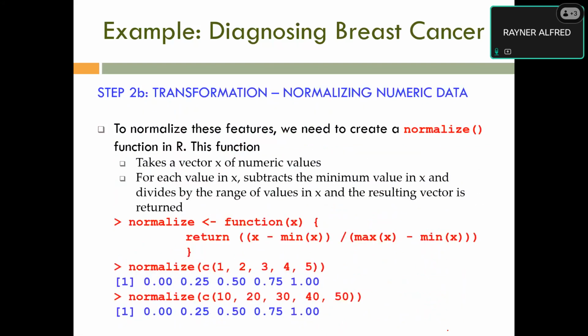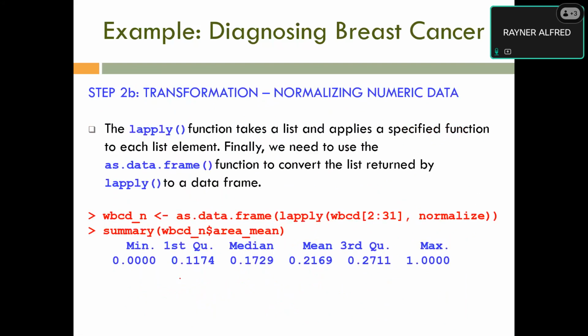Okay. So for this one, we are looking at the function. This one we normalize. We define a function that will receive x, and it will normalize that value. Okay, for example, this one we normalize 1, 2, 3, 4, 5. The range will be like this. So we just pass the value here in the normalized function.